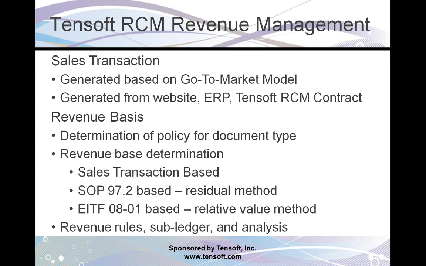GAAP, it would be a multi-element arrangement captured, or a contract, or whatever it is that captures the whole of the agreement with the customer. And for the revenue basis, we look at different workflows based on different types. We do have customers that have more than one revenue recognition method that they need to consider for GAAP compliance. And so we are looking at transaction-based, and as previously mentioned, we are fully supporting the 97.2, the 0801, and some of the other revenue methods as well in terms of complexities related to delivery and revenue recognition methods. Next slide, please.